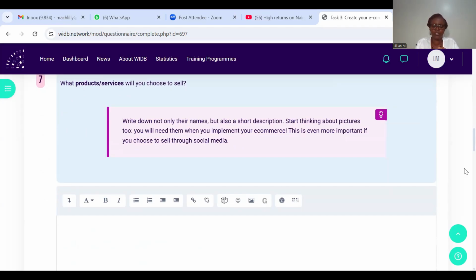And then what products or services do you sell? Now, this is the question. This number 7 is where you describe your product. By filling in this question, you are now developing content that you should take to your social media pages in the catalog part, the part where you speak about what it is you sell.